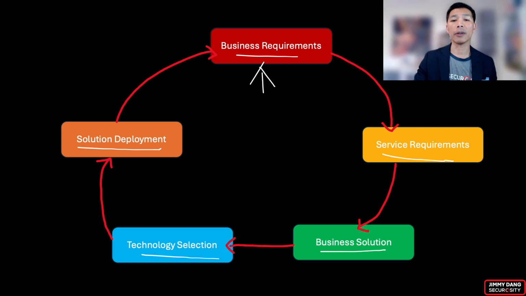At this phase here, we begin with identifying and documenting the business needs and objectives that the technology will support. This includes gathering input from stakeholders, understanding current processes, and also defining the desired outcomes. Now this connects to the service requirements.